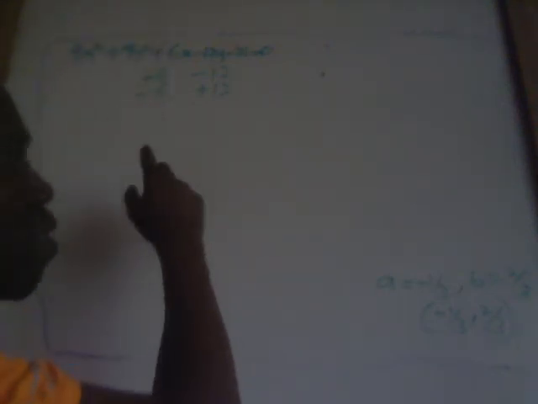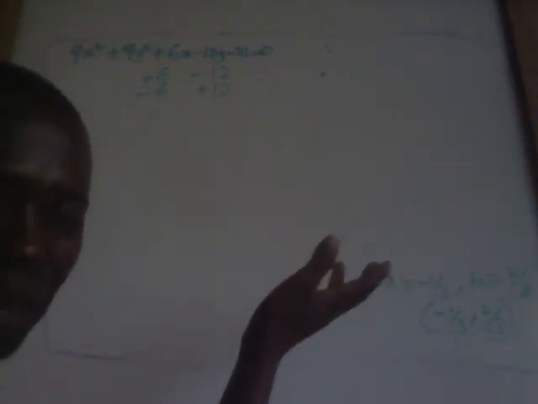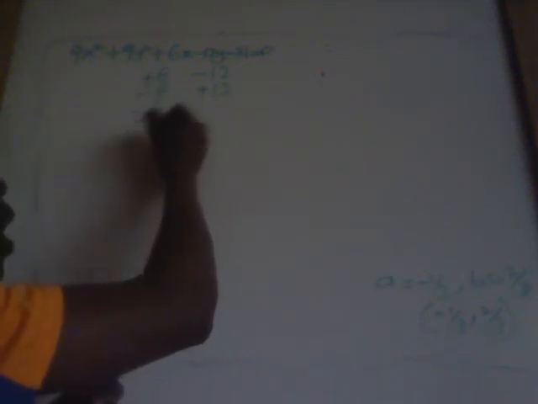Are you there? So divide minus 6, divide each of them by 9. So minus 6 divided by 9, and plus 12 divided by 9. Minus 6 divided by 9, then plus 12 divided by 9.